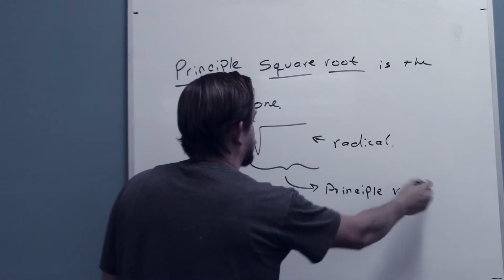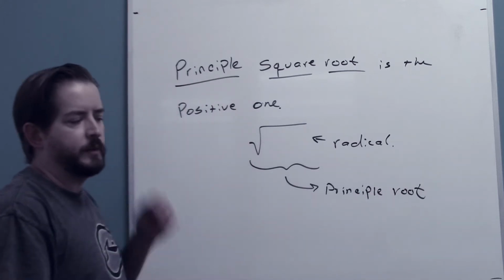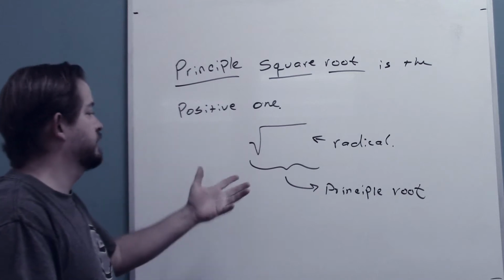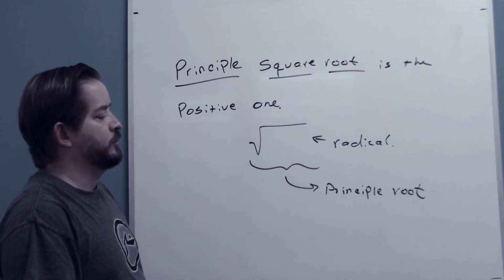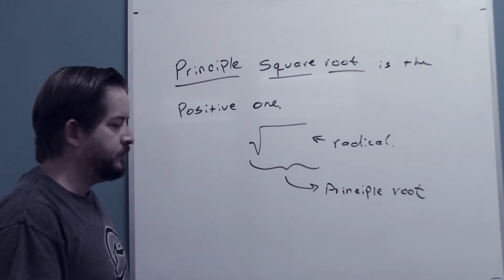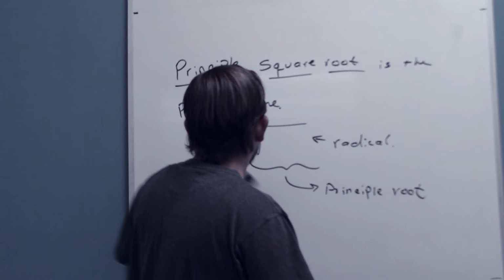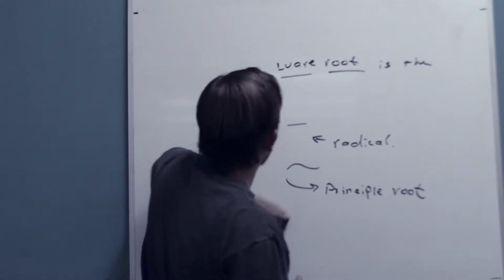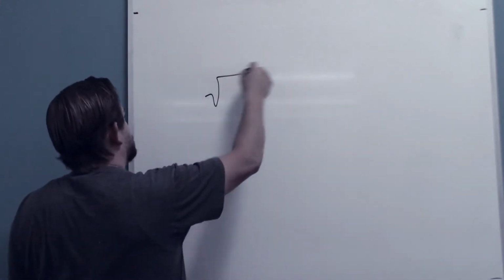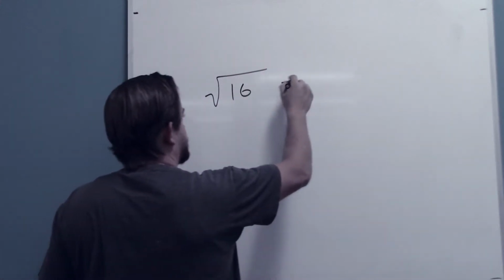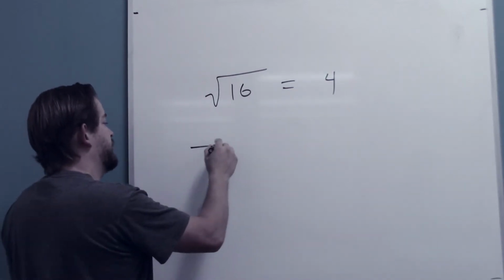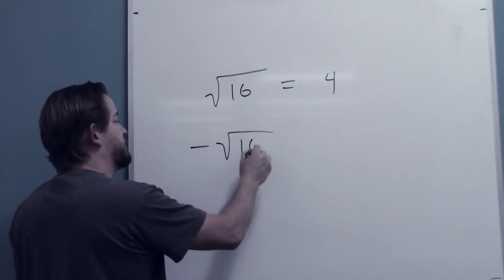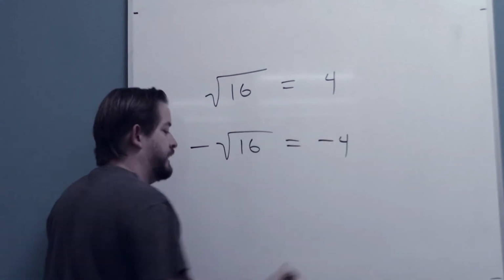Or the principal root. Sometimes it's not a square root. We'll talk about cube roots and higher degree roots. But that's what it means, the principal, that positive root. Okay. So let's take a look at using that symbol. Square root 16, this means 4. If I want the other root, I simply indicate that by putting a negative in front of the principal root, and therefore now I have negative 4.